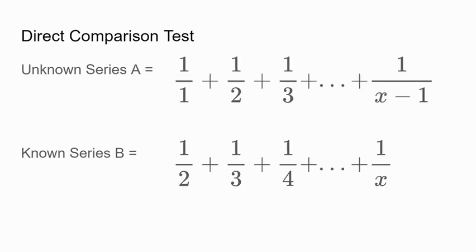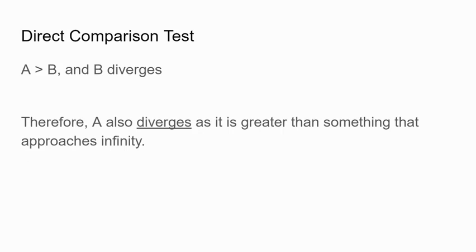Now, we are going to spread out both series by writing out their terms. If you look and compare the terms, you can see that all the terms of A are larger than B. Therefore, we can say that A is greater than B, and we know that B diverges, or that it approaches infinity. Something greater than an infinite value is also infinite, so A diverges as well.